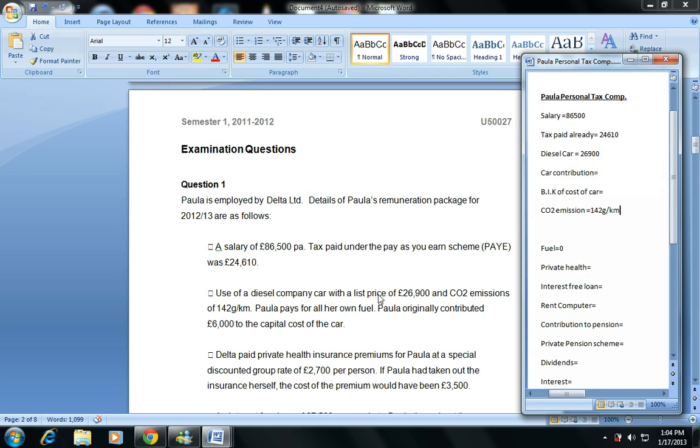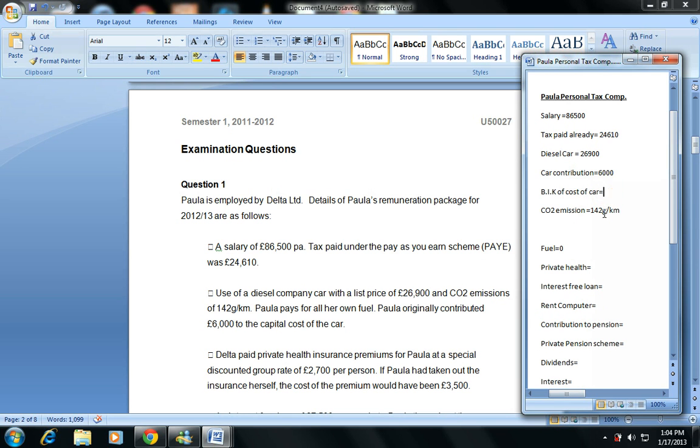Say Paula pays for all her own fuel. Paula originally contributed 6,000 to the capital cost of the car. Right, she paid for her own fuel, so that'll be 0. Put it there. That'll be 0 because that's what the law says. If you're an employee and you contribute for your own fuel, there's no fuel benefit. She made a contribution of 6,000 towards the cost of the car.